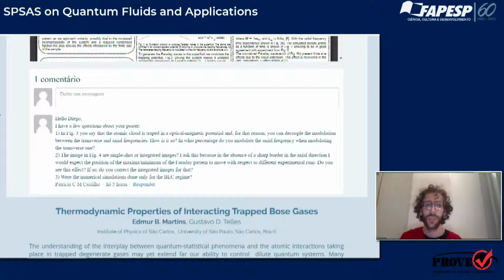The second question is, is the image in figure 4 a single shot or integrated images? I ask this because in the absence of a sharp border in the axial direction, I would expect the position of the maximum or minimum of the Faraday pattern to move between different experimental runs. Do you see this effect? If so, do you correct the integrated images for that? So the image I show in figure 4 is an average over 10 different experimental runs.